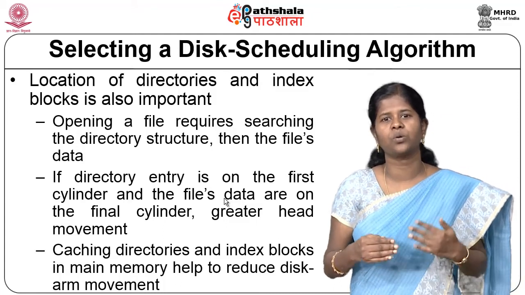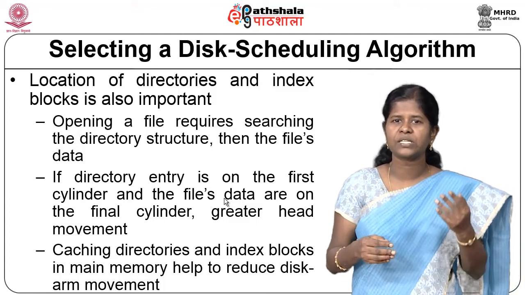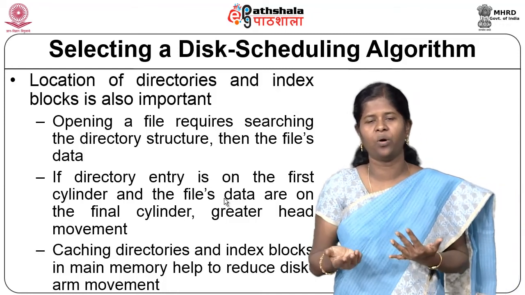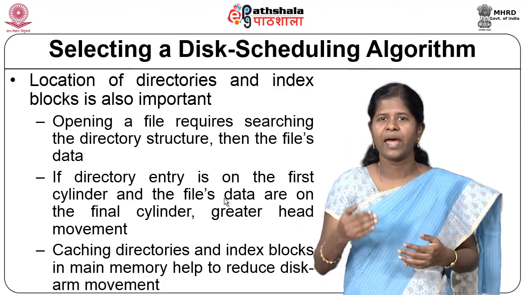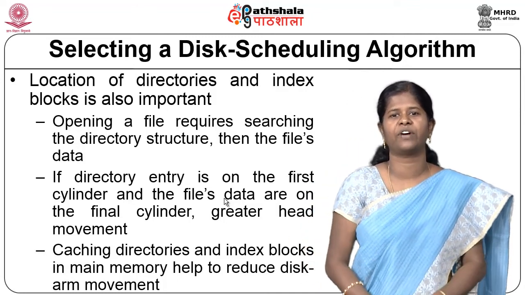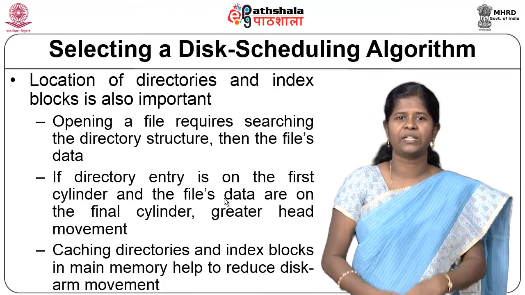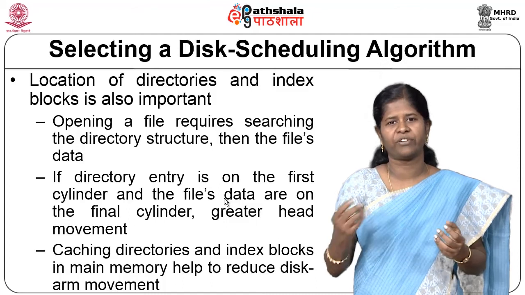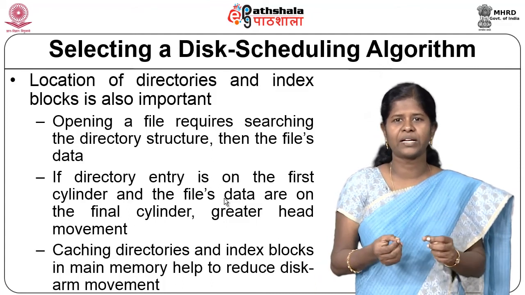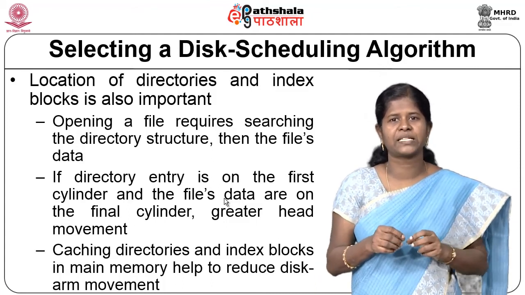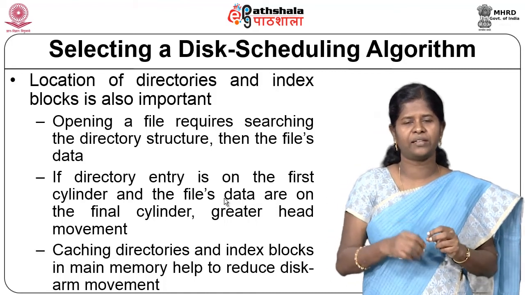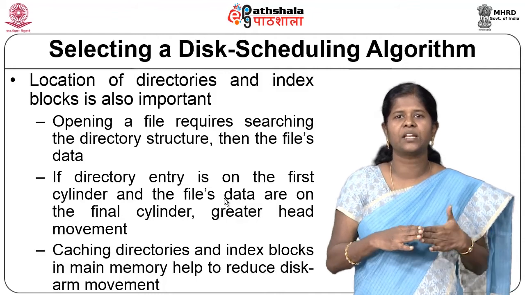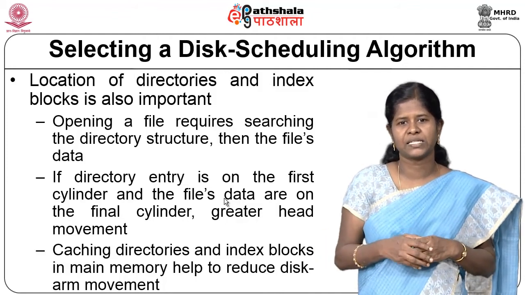So, when you are trying to open a file, you will first have to look into this directory entry, get the file name, get the inode, get the addresses of the disk blocks, and only then will you get the contents of the file, or the file's data. So, if the directory entry is on the first cylinder and the file's data is on the final cylinder, first you will have to access the directory, that is, the first cylinder, and then to get the file's contents you will have to access the final cylinder, which means that there is a lot of head movement involved.